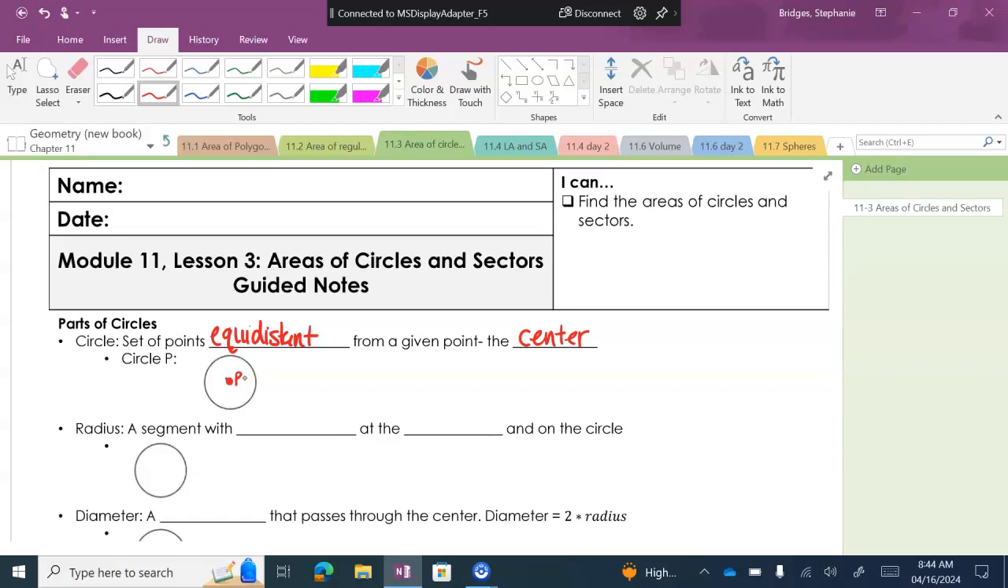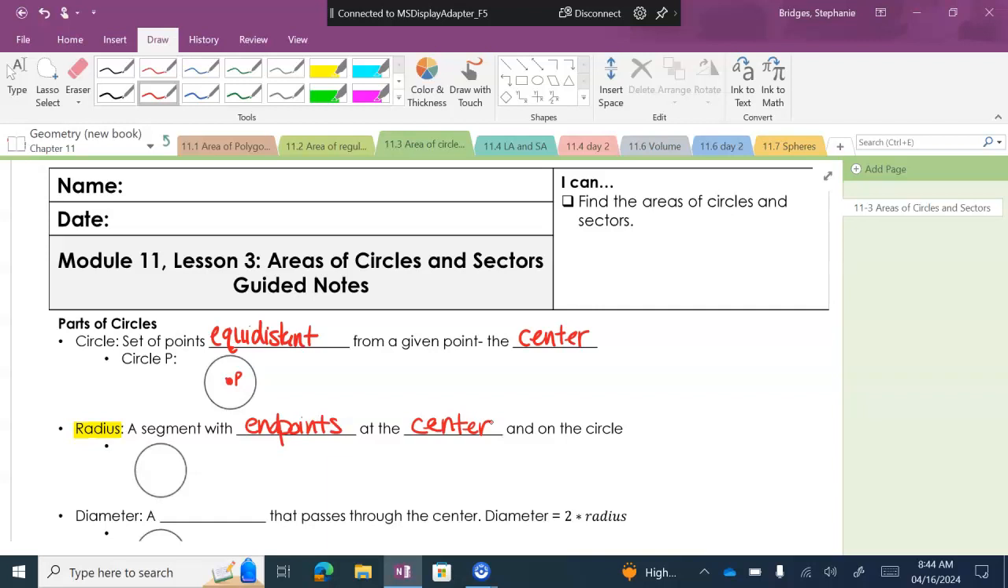All right, and then a radius is one of the main things that we're going to be using, especially for area. And that is a segment with end points at the center and on the circle. I'm going to draw that after you fill those words in, and I'll draw the radius in your picture. A radius is a segment with end points at the center and on the circle.